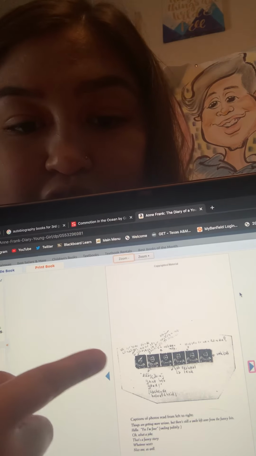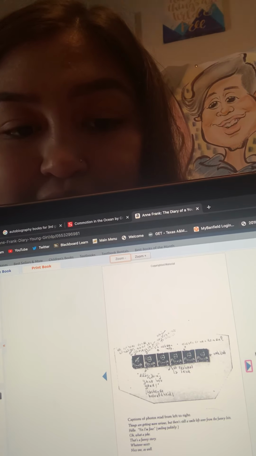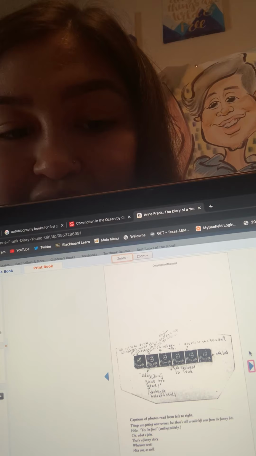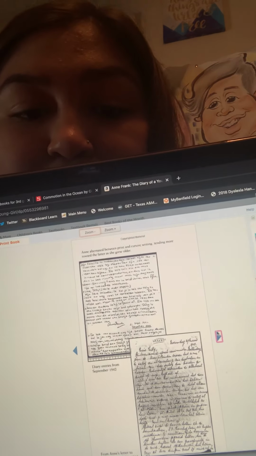This is another picture that shows her writing. Sorry, I don't know how to work a mouse upside down, guys. Y'all can see I'm struggling. And then there's one more picture. But that's all I have for today, guys.